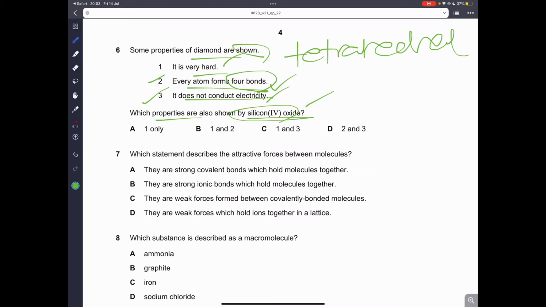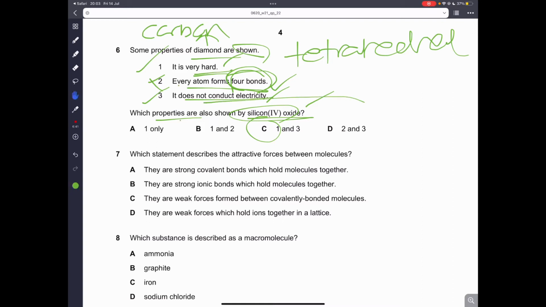Remember, forming 4 bonds, diamond is purely made out of carbon. It is an allotrope of carbon, basically another version of carbon. However, silicon dioxide is a compound because it's made out of silicon and oxide. So it does not form 4 bonds. So 6 is going to be C because it is very hard and it does not conduct electricity. So 1 and 3 are correct.